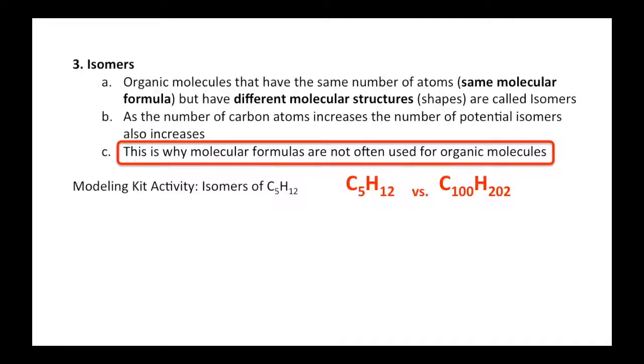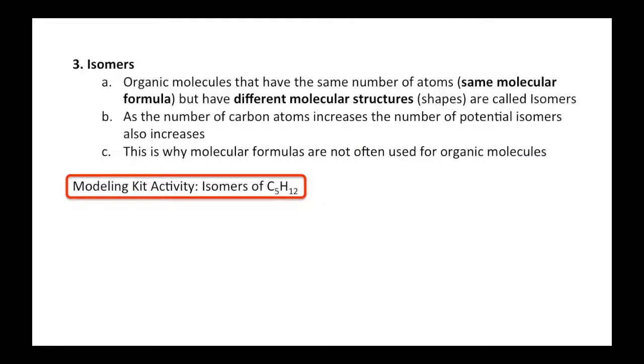Okay, so your first assignment is going to be get out the modeling kits and create 3 isomers for C5H12. That is Chemistry 30, assignment number 1. How easy is that?